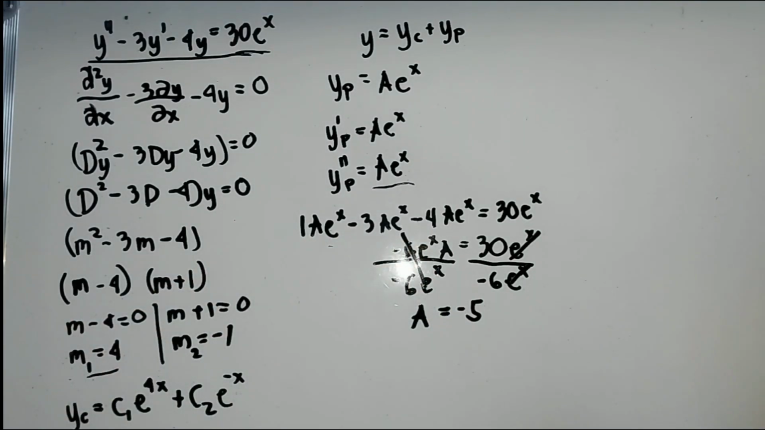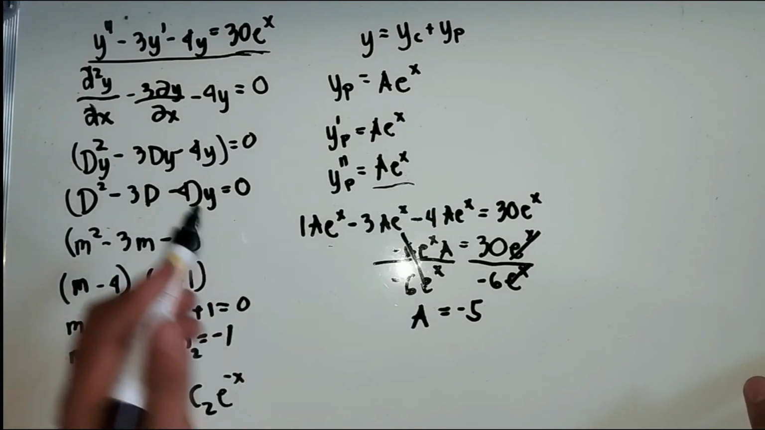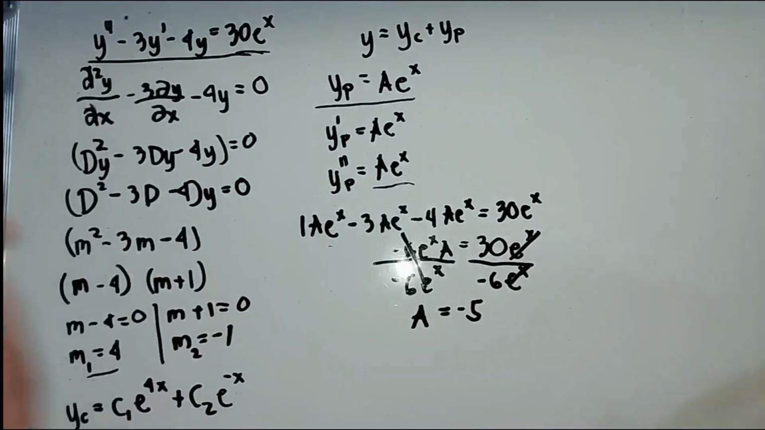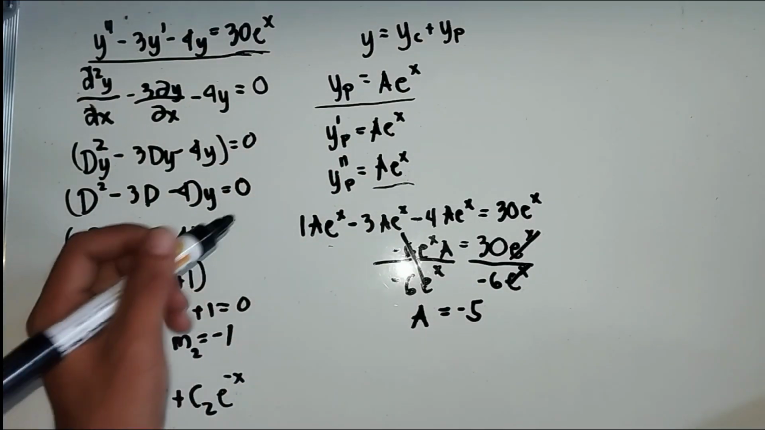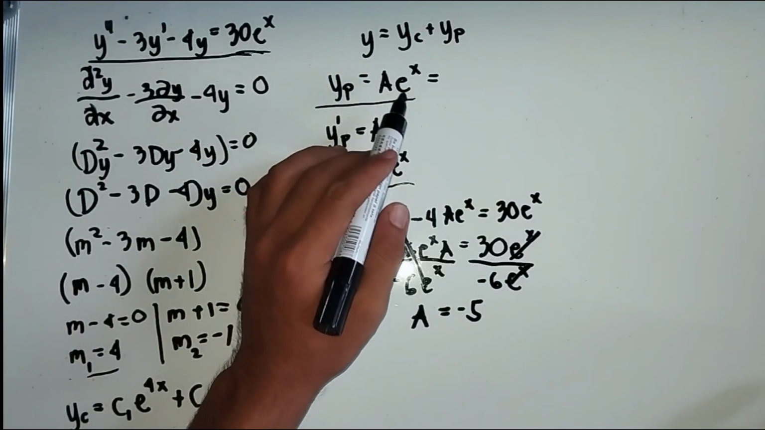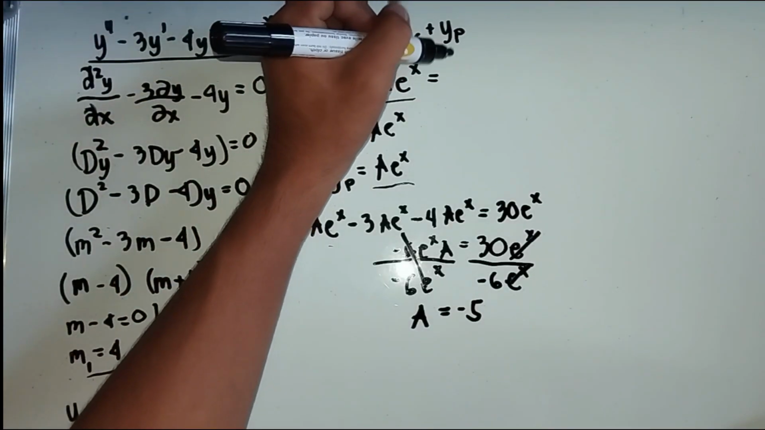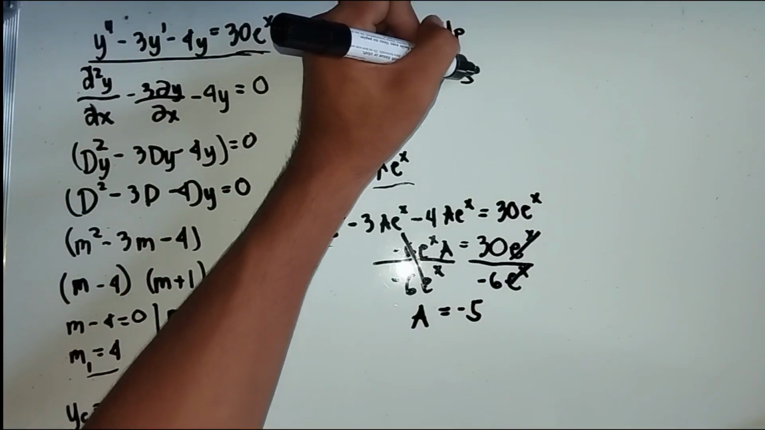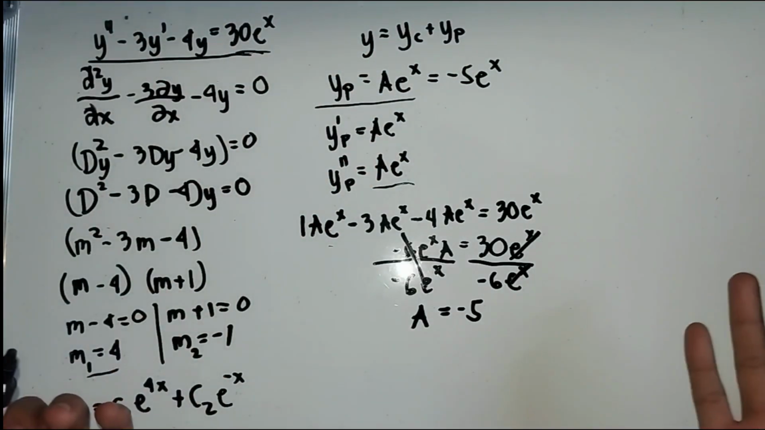Since this is the yp, and we already found the value of a, we just substitute it here. So a is negative 5, so our yp is equal to negative 5e to the power of x. That is our yp.